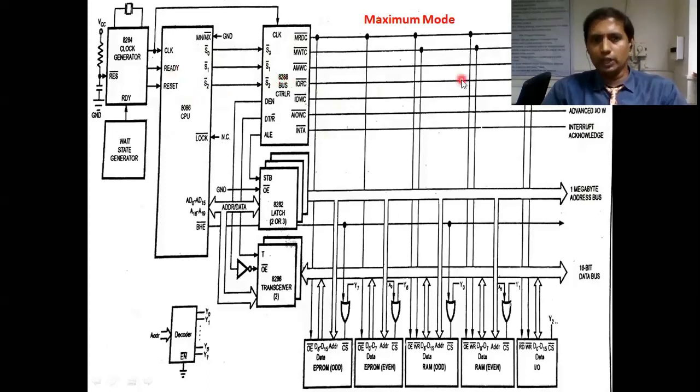So the processor will decide which operation it wants to perform. Accordingly, it will send the corresponding bits here, and the corresponding command is activated. So now latches and transceivers both are activated by the bus controller based on the command coming from these three. Here one important point is that MN by MX bar is connected to ground. If it is connected to ground, then our mode is maximum mode. Here we have three latches.